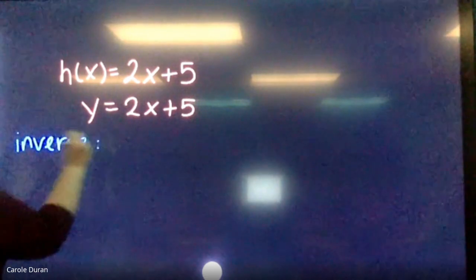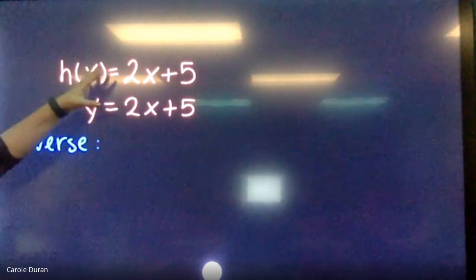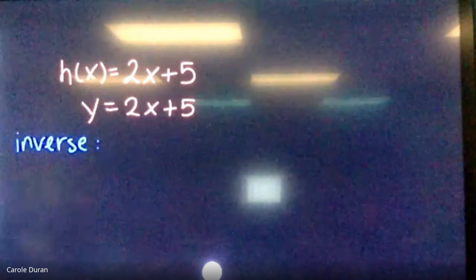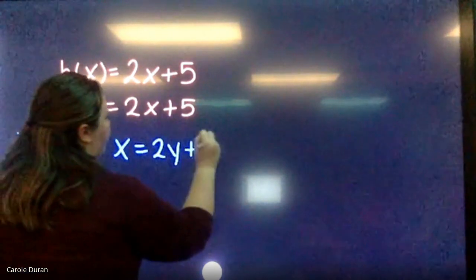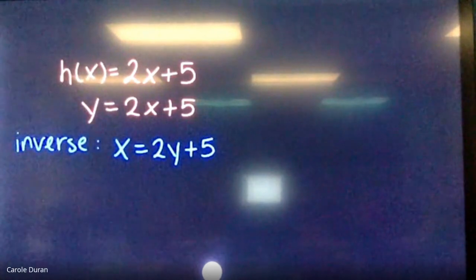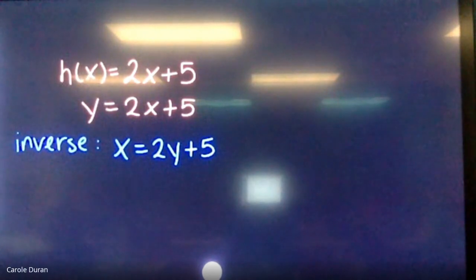Then to find the inverse, I need to flip what? The x's and the y's. So anything that is a y here becomes an x. Anything that is an x here becomes a y. So this gets rewritten as x equals 2y plus 5. And then what's the goal here? Solve for y, so get y by itself.